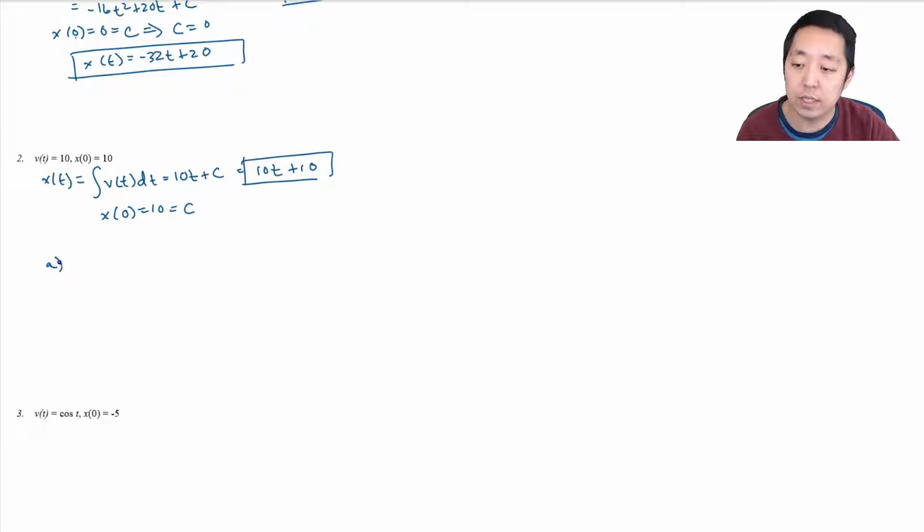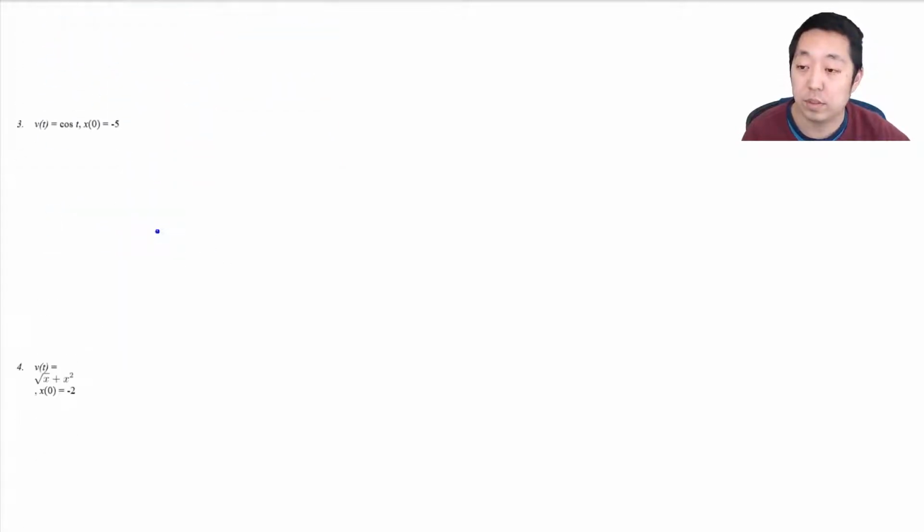A of t is the derivative of velocity, so that's equal to 0, because derivative of 10 is 0.